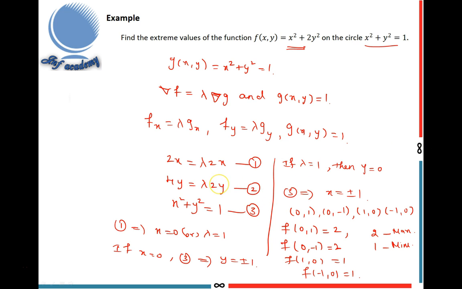These are the main concepts of maxima and minima of one variable and two variable functions.